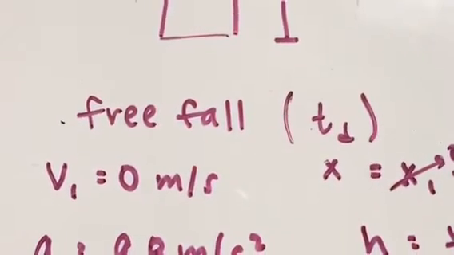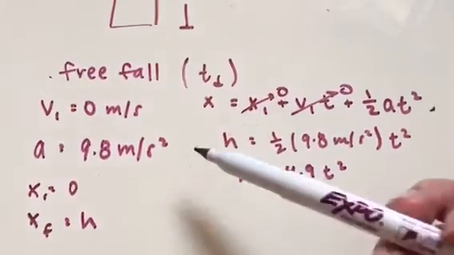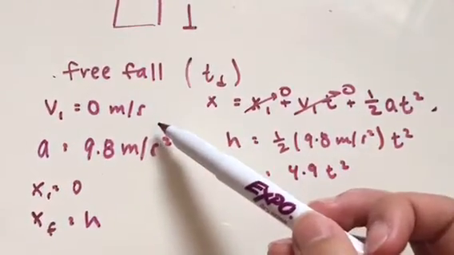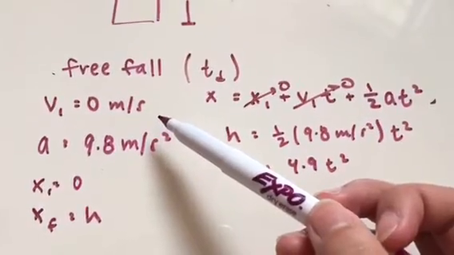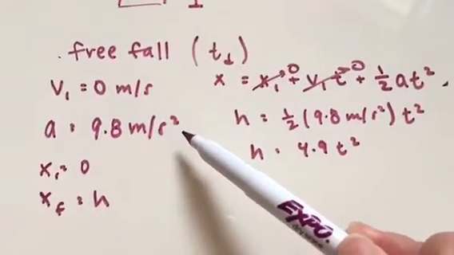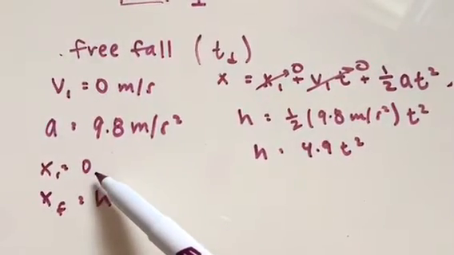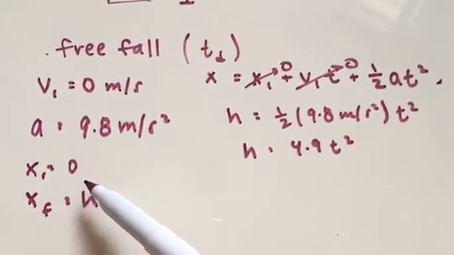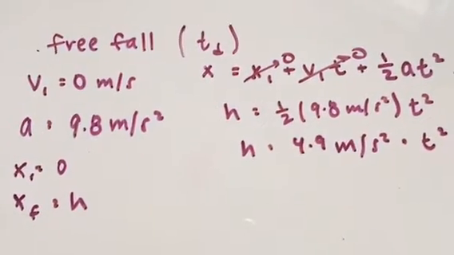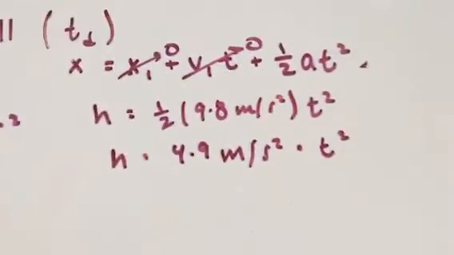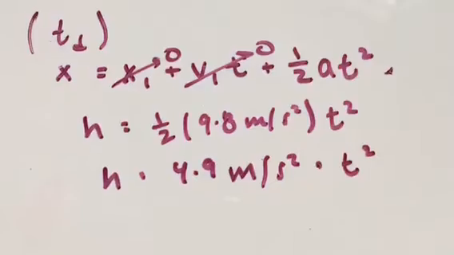I'm going to start with the time that it takes for free fall. So we can use this kinematic equation and plug in what we know. We know that the initial velocity is 0 meters per second because the stone is dropped from rest. Acceleration is g, or 9.8 meters per second squared. The initial height, or distance, is 0 meters, and the final distance for now is h. So we get h is equal to 4.9 meters per second squared times time squared.